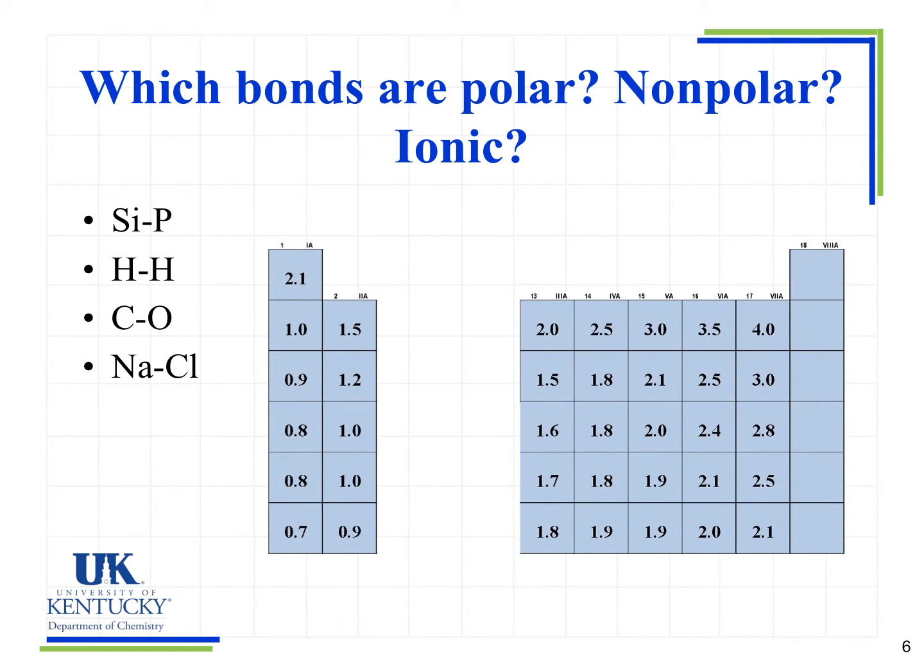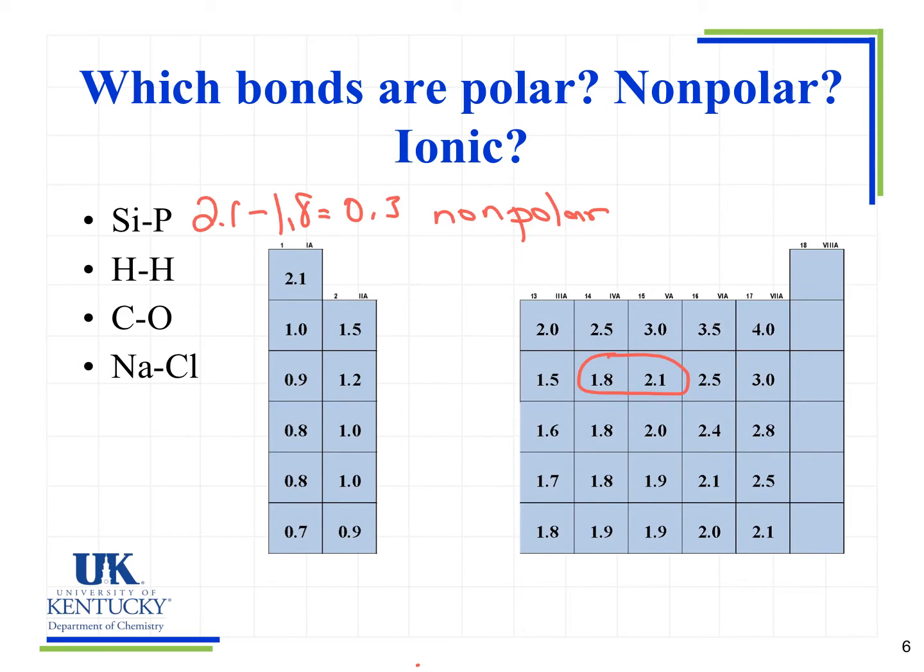So let's look at some examples with the actual numerical values for electronegativity. So our first example is with silicon and phosphorus. Based on our periodic table, I can determine that silicon and phosphorus are these two elements here. And what I notice is that the difference in electronegativity value, so 2.1 minus 1.8 equals 0.3. And so this would fall into the non-polar region because it's less than 0.4.